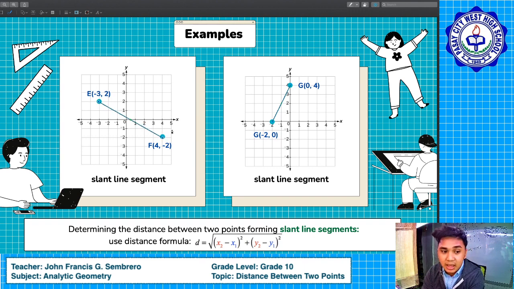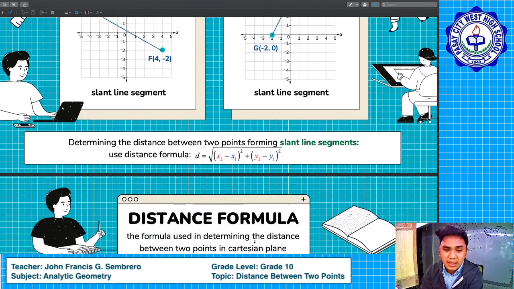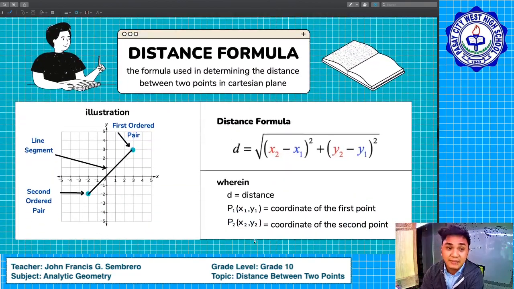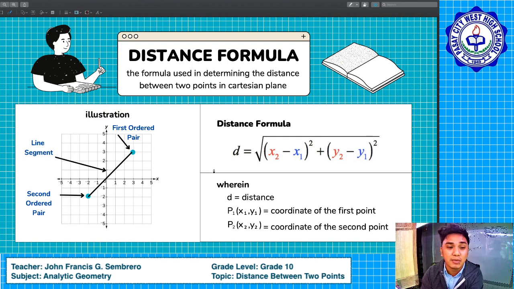That is why, if the scenario goes to be like this, we will be using a particular formula, and that is a distance formula. So what is distance formula? It is a formula used in determining the distance between 2 points in Cartesian plane. Well, even if it's horizontal or vertical, we can still use distance formula. But the one I taught you earlier is easier.